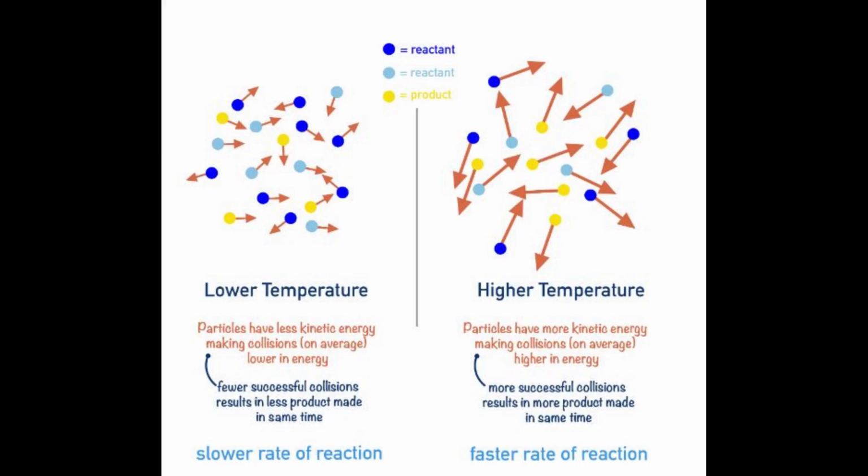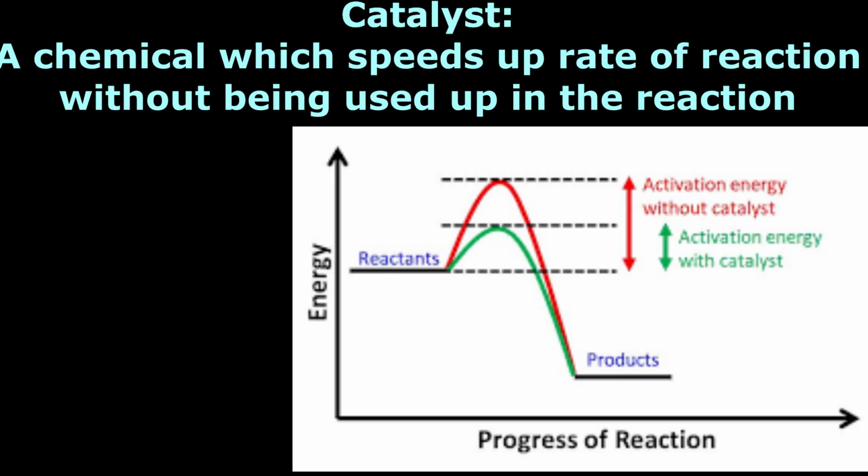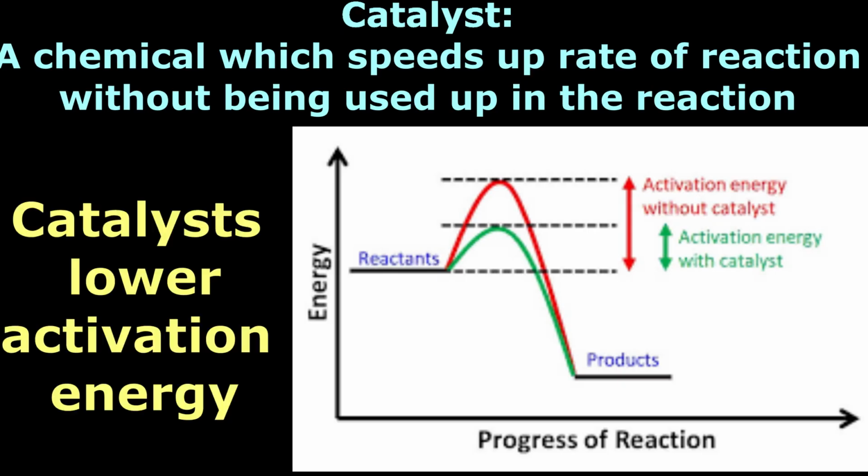The last thing that you can change in order to increase the rate of reaction is not actually got anything to do with collisions. What you can do is you can add another chemical. And that other chemical is a catalyst. A catalyst is a chemical which speeds up the rate of reaction but is itself not changed at the end of the reaction. So that means you can actually get it back out again at the end.